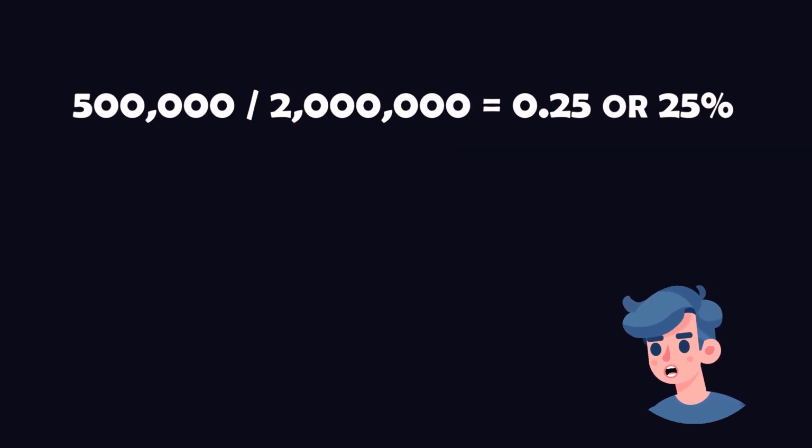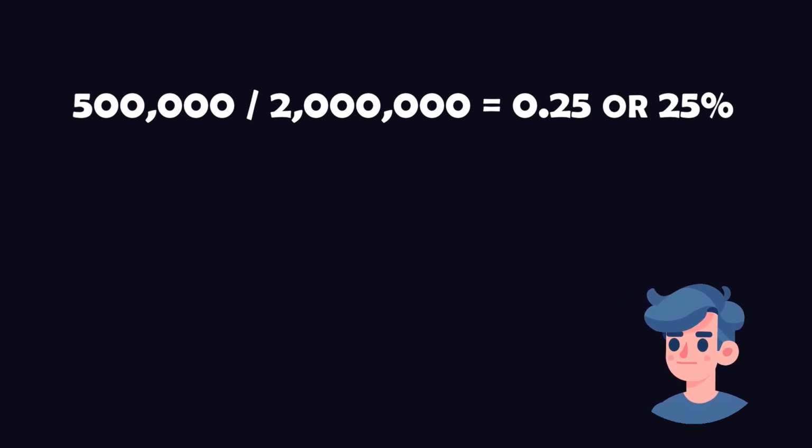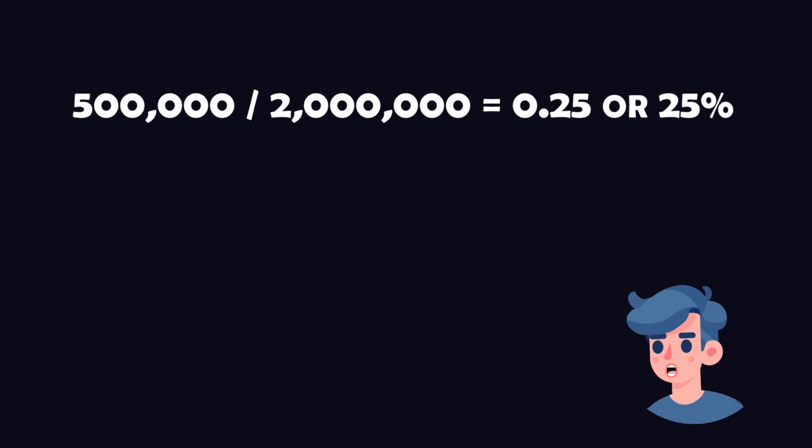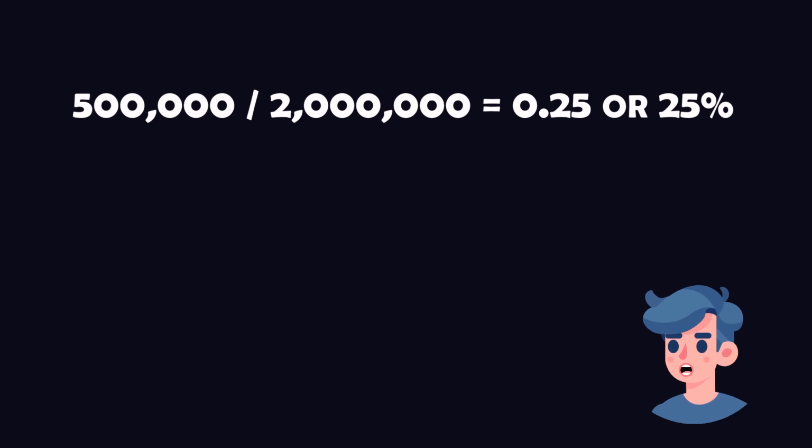Imagine company ABC Inc. has a NOPAT of $500,000 and its invested capital is $2 million. Using the formula, ROC equals NOPAT / invested capital, we get ROC equals 500,000 / $2 million is equal to 0.25 or 25%. This means ABC Inc. generates a 25% return on its invested capital.